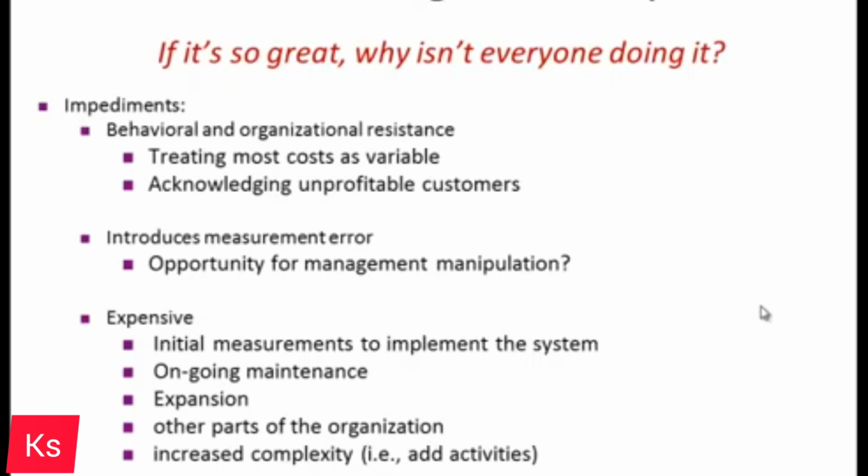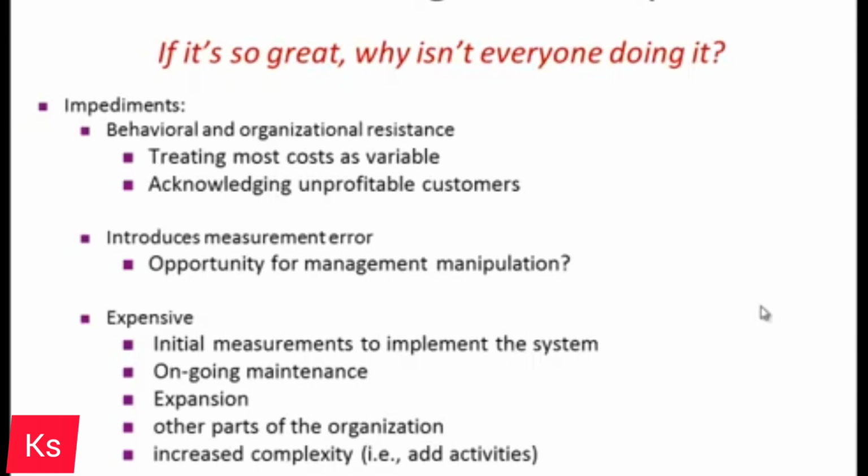Some people argue that activity-based costing actually introduces measurement error because we're having to compute not just one overhead rate, but many overhead rates. They would also argue that maybe that leaves more room for management manipulation. I find this criticism a bit weak, and I think that, as you'll be seeing, on balance, activity-based costing has a greater opportunity to decrease measurement error.